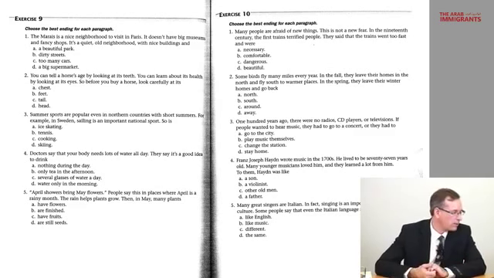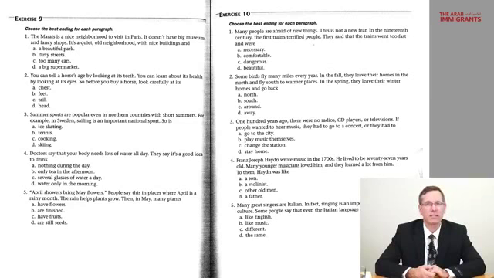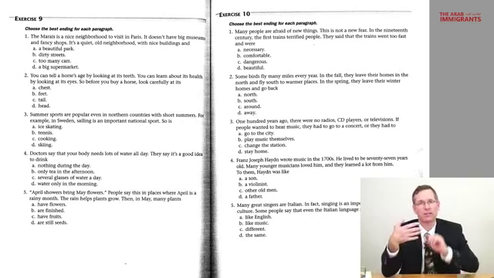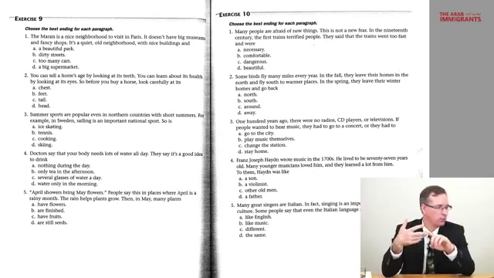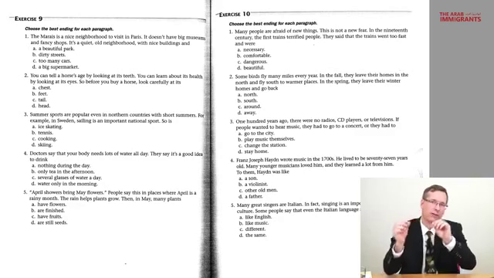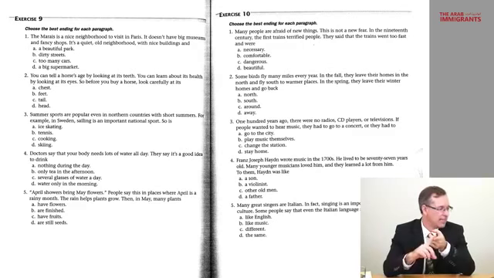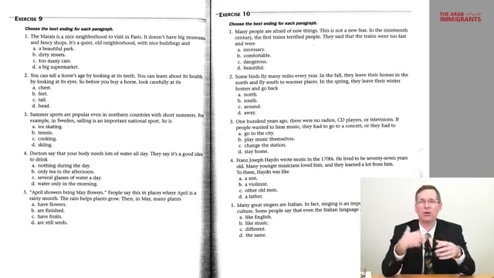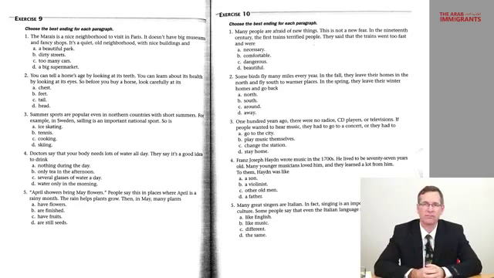Let me read through this. The Marais is a nice neighborhood to visit in Paris. It doesn't have big museums and fancy shops. It's a quiet, old neighborhood with nice buildings, and I have 4 choices. A beautiful park, dirty streets, too many cars, a big supermarket. So if I'm paying attention to the adjectives, I go back to the sentences, it says nice neighborhood, not big museums, quiet, old, nice buildings. These are all positive adjectives.